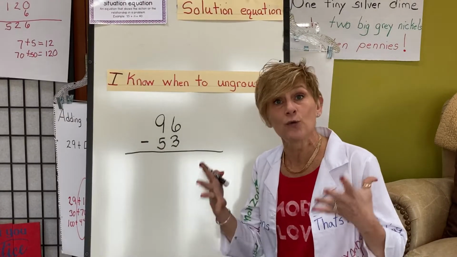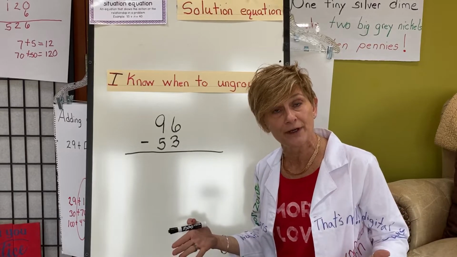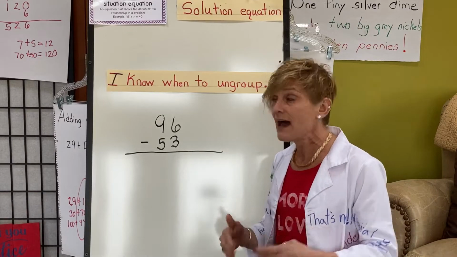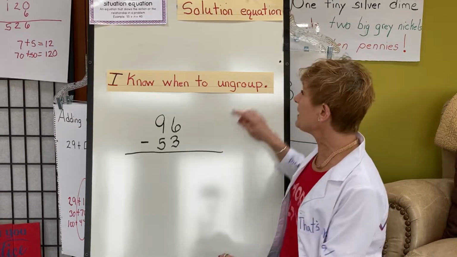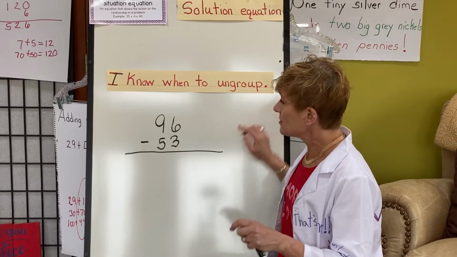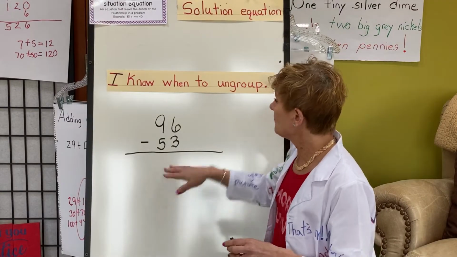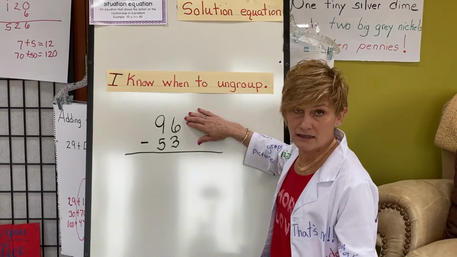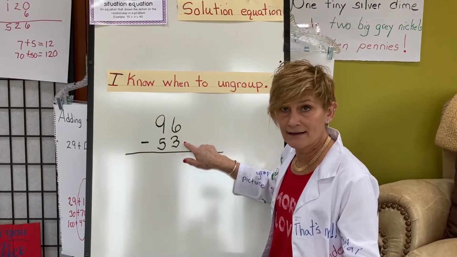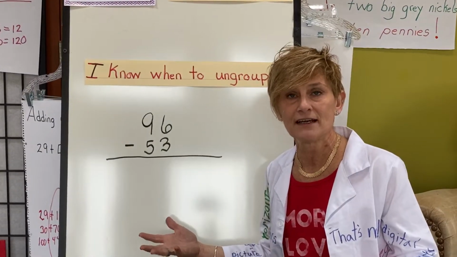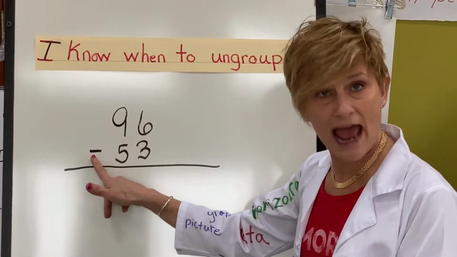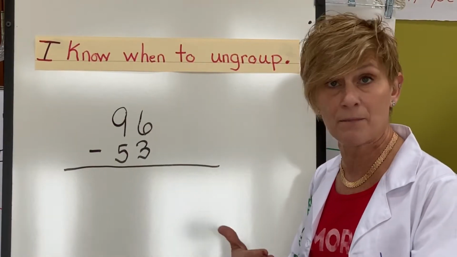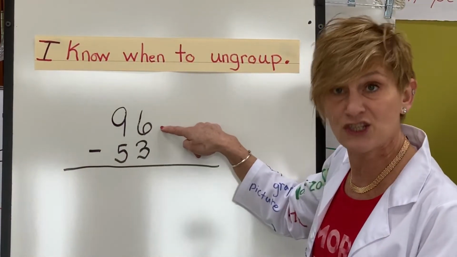We're going to talk today real quick about when to ungroup, because we're going to soon be talking about 3-digit subtraction. I want to make sure we remember when we need to ungroup a 10. Here's an example. I have 96 cupcakes, and my friend, Uncle Tommy, ate 53. How many cupcakes do I have left? When I am doing a subtraction problem, I'm only going to make a picture of the total, not both numbers.